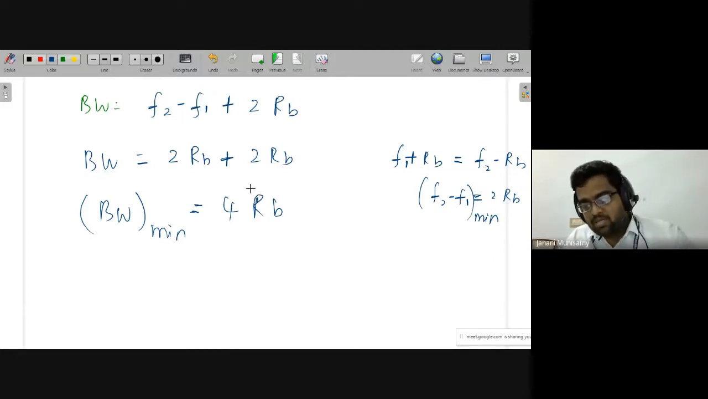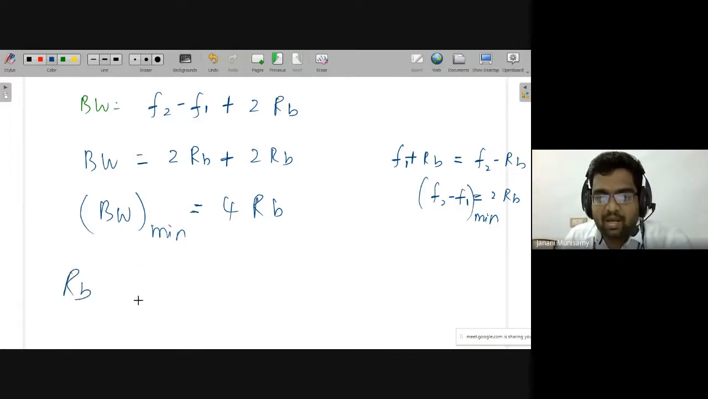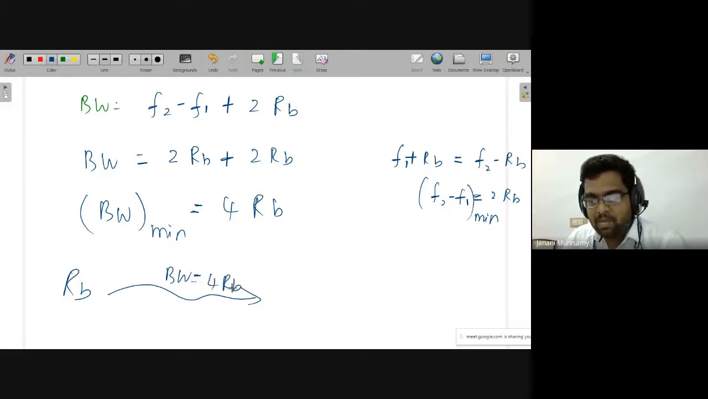Among the systems we compared, it is here that a much larger bandwidth is needed. To send a particular data, to send Rb data, I need a bandwidth of 4 times Rb. So the bandwidth is much larger. That means 2 times that of ASK or BPSK, or 4 times that of QPSK. That is a major problem of using the FSK system. We send the same signal, but we need a much larger bandwidth.